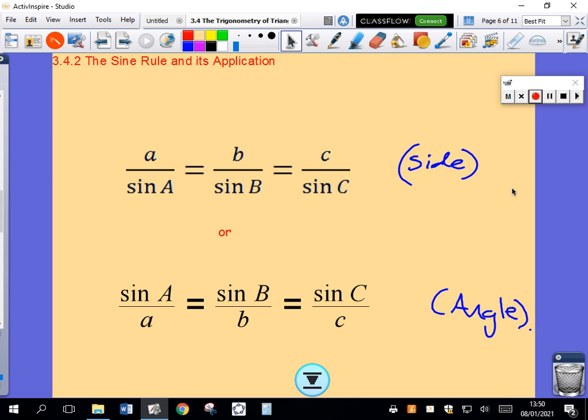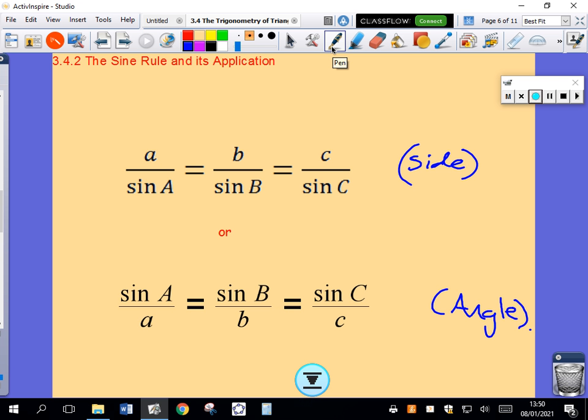Okay, in this lesson we're going to look at the sine rule and its applications. In our last lesson we derived the sine rule: a over sine A equals b over sine B equals c over sine C, or sine A over a is equal to sine B over b is equal to sine C over c.